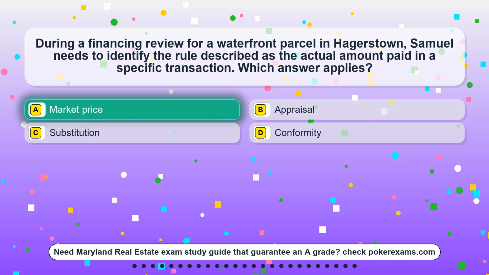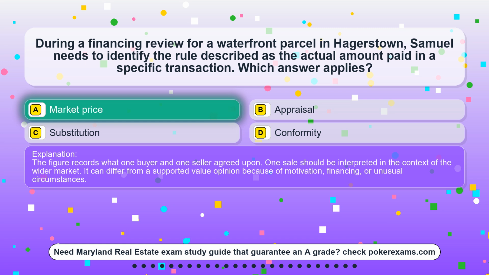The correct answer is option A. Market price. The figure records what one buyer and one seller agreed upon. One sale should be interpreted in the context of the wider market. It can differ from a supported value opinion because of motivation, financing, or unusual circumstances.